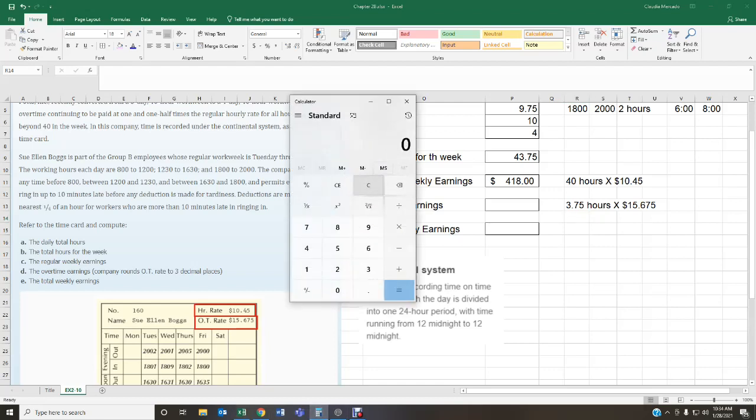Let's get our calculators. That's 3.75 hours times 15.6. Oh, sorry about that. Let's start all over. 3.75 times 15.675. That gives me 58.78125. We're going to round to 2 decimals. Let's look at that third digit. That third digit is a 1. If it's from a 0 to a 4, you keep that 8 as is. If it's 5 or greater, then you convert that 8 into a 9. Because the third digit is a 1, I'm going to keep it at 58.78.